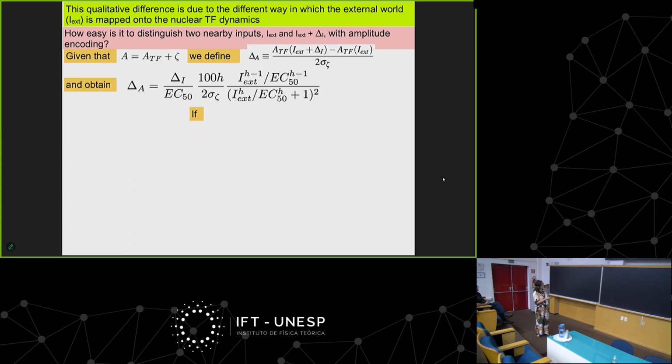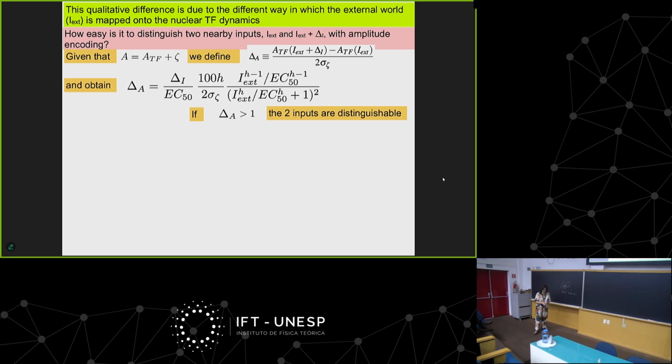And so if this ratio is larger than 1, it means you have this idea. So you have this, the amplitude at I, and this, the amplitude at I plus delta I, and this is sigma, and this is sigma. And so if this difference is larger than 2 sigma, then it's easier to discriminate.